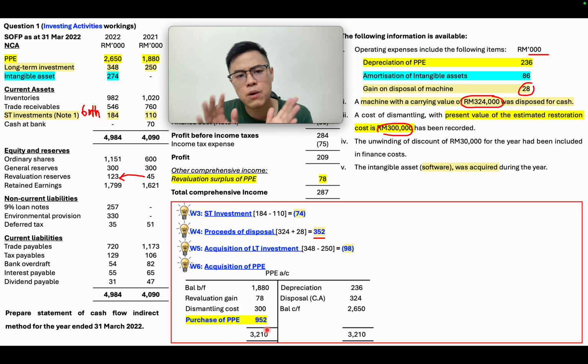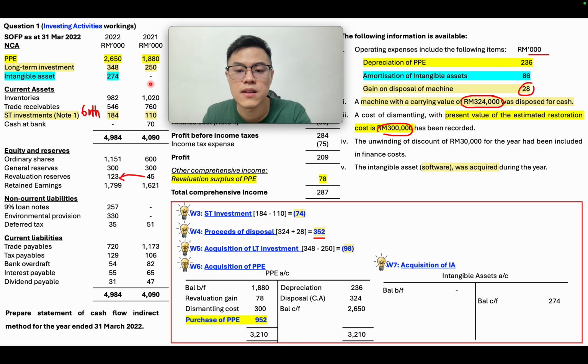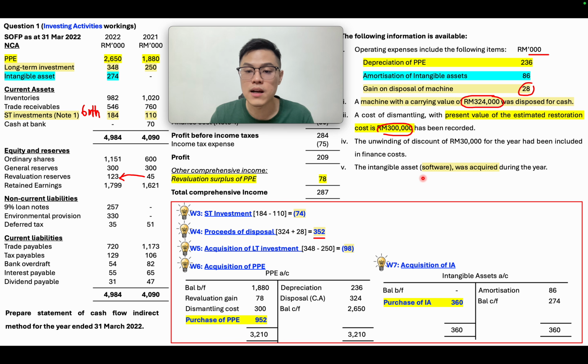So technically, we are using our FA knowledge to go backward and find the cash flow. And finally, intangible asset. So opening, we don't have anything. Closing, we have 274. But we know that we have amortizations of intangible asset 86. So this 86 will be the only amount. Put it here, 360, plus it up, and move here. So you actually bought intangible asset in the year by 360. So all this will be the working for you to put under investing activity in a short while.